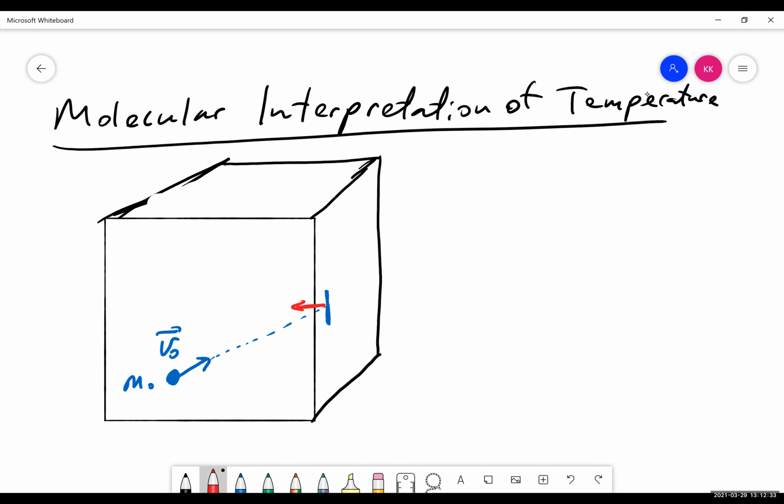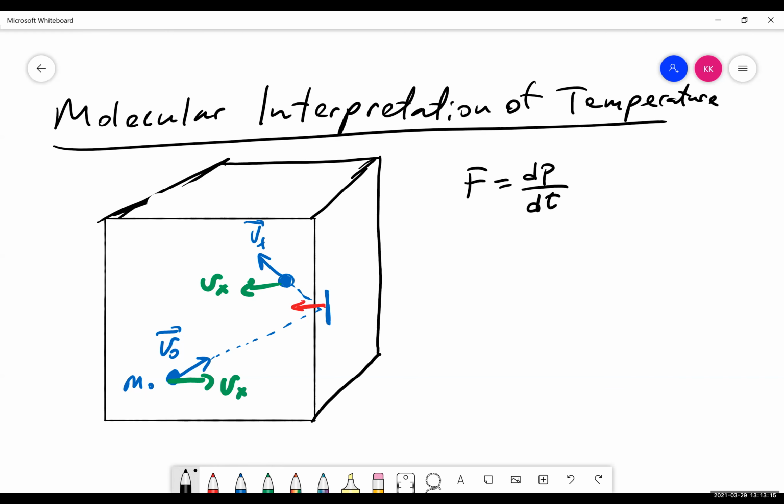Afterwards, the particle will be moving in this direction. Let's say this is v final. Breaking down this velocity into the horizontal component, I can see that there is a change in velocity, which means there is a change in momentum. Using the momentum impulse theorem, there was a force acting on it. Remember, force equals dp/dt. So this is basically the force changing the momentum of the object.